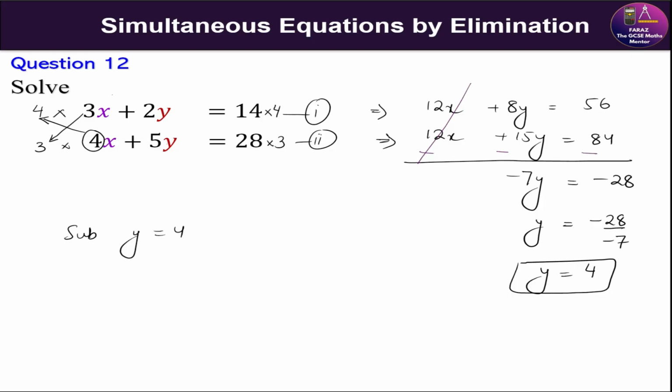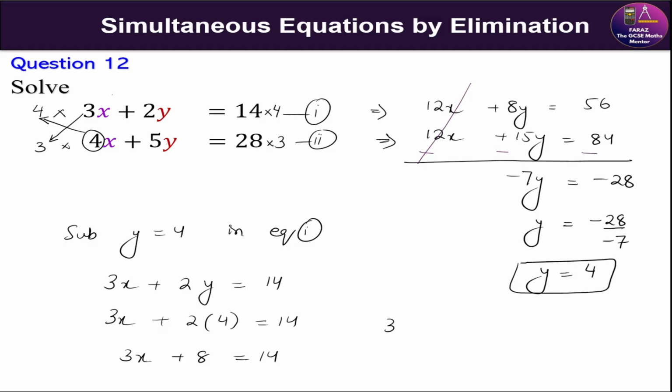Substitute y equals 4 in equation number 1. So that would give you 3x plus 2y equals 14. You can substitute in that form also, and therefore we have 3x plus 2 into 4 equals 14, 3x plus 8 equals 14, and we have 3x equals 14 minus 8, which is 6, and therefore dividing by 3 on both sides, it will give you x equals 6 over 3, which means x equals 2. So x is 2 and y is 4.